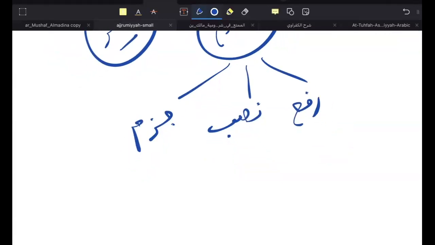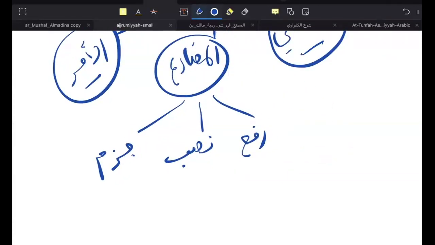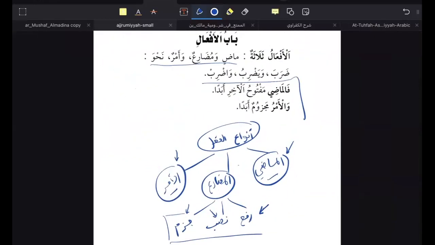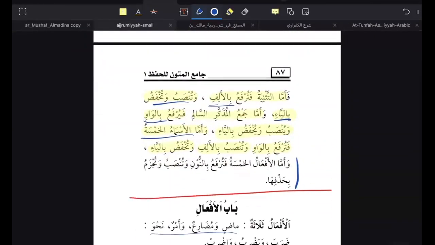So now, obviously, their main interest is to see how we identify rafa'. What are the alamat of the rafa'? How do we know the verb is in the rafa' state? How do we know the verb is in the nasb state? How do we know the verb is in the jazm state? And this question will be answered in what we skipped before. Okay, so we'll read them.